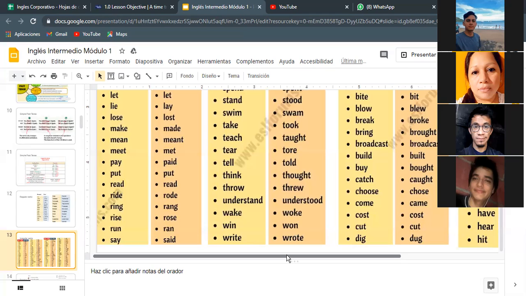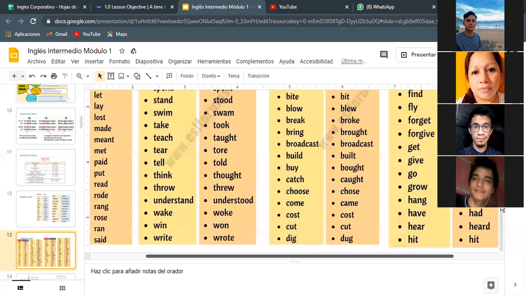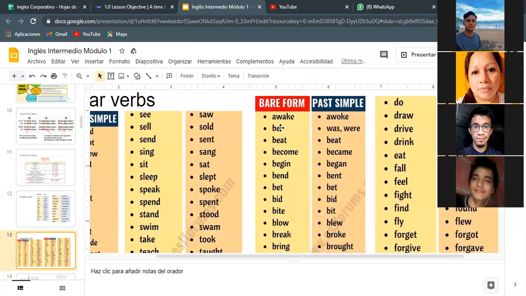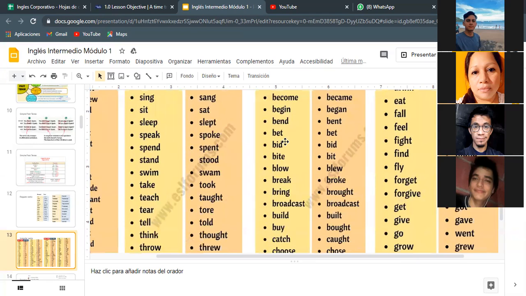Right. Road. Awake, awoke. Be, was, were. Beat. Become, became. Begin, began. Bent. Bet.